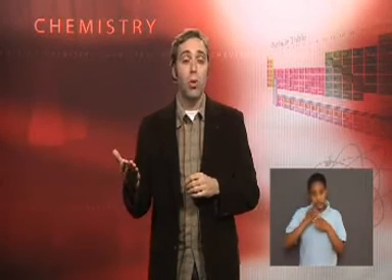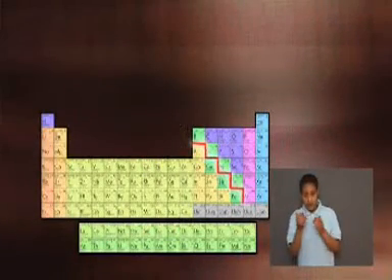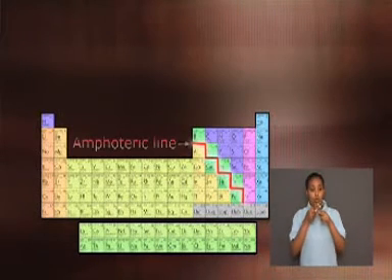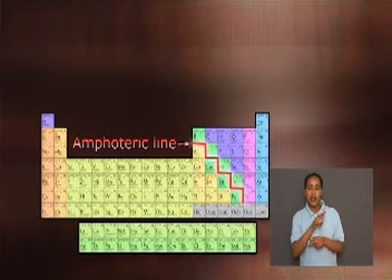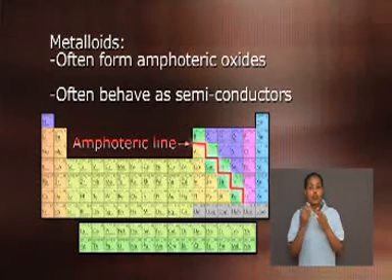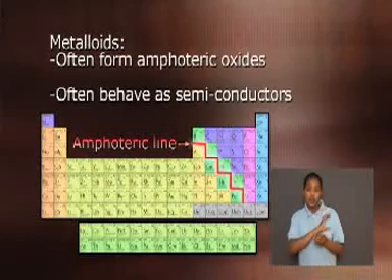While the majority of elements on the periodic table can be classified as either metals or non-metals, there are a few with intermediate properties. We refer to these as metalloids. The line that separates metalloids from non-metals on the periodic table is called the amphoteric line. You can remember this because metalloids often form amphoteric oxides. They also often behave as semiconductors.